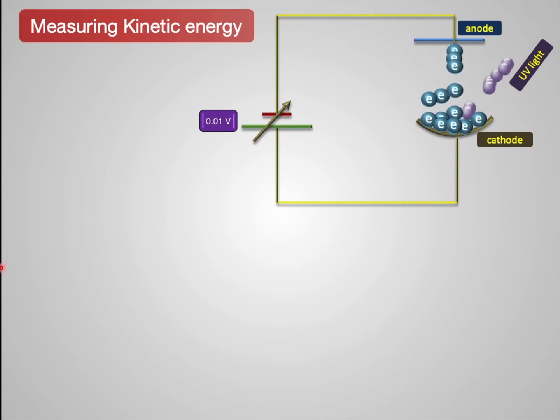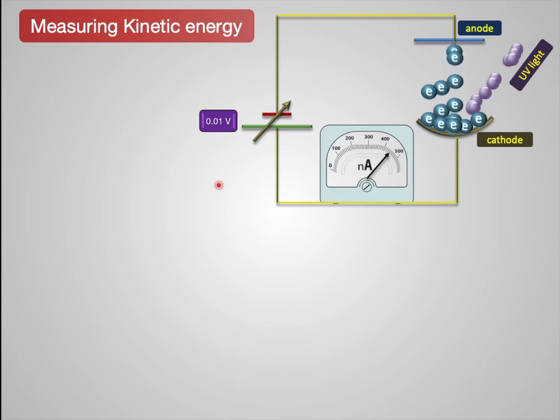You can just ignore this cell. I have put a very low voltage, so it won't make any difference. If you connect an ammeter, there will be a current in the ammeter because the electrons are moving in the circuit. Even though it's in nanoamperes, since the number of electrons is very small, there is still a current because the electrons are moving through the circuit. Now I'm going to increase the voltage.